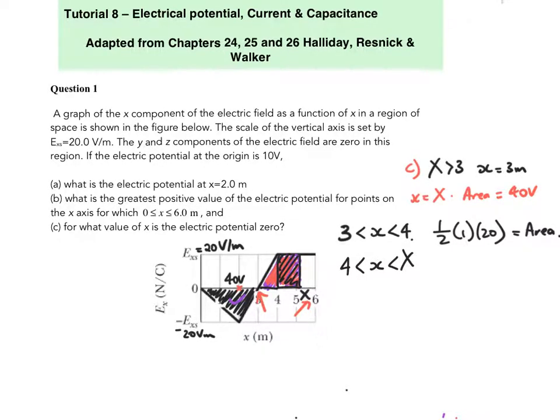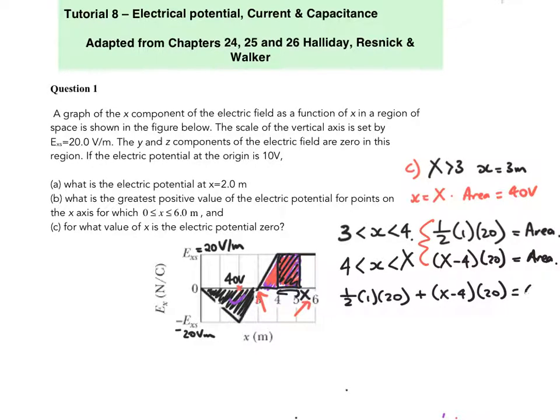And the area of that rectangle is just going to be X minus 4, which gives us the length of this bit here, times the height, which is 20. So the addition of those two areas has to be 40 volts. Then we can set up the equation: half 1 times 20 plus X minus 4 times 20 equals 40 volts. We're looking for the addition of those two areas to be equal to 40 volts to cancel out our initial 40 volts.